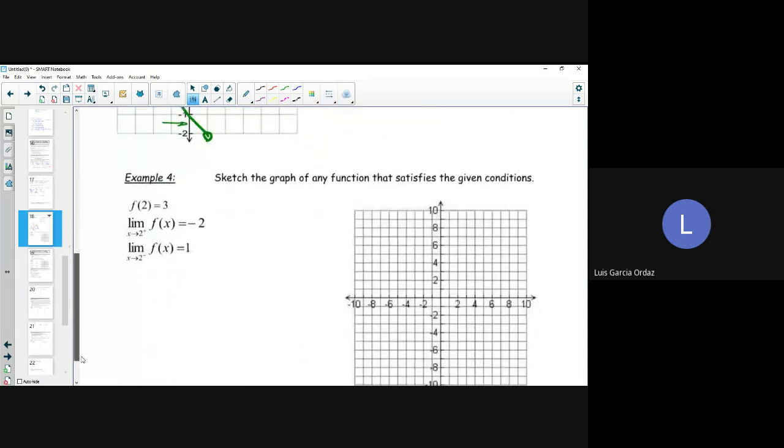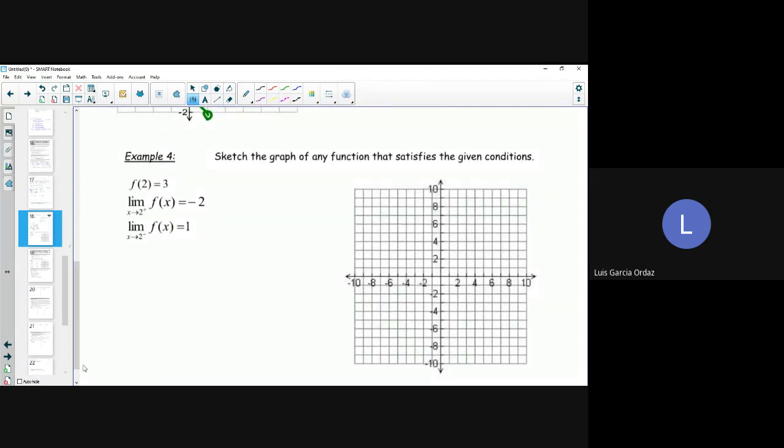And last but not least, we want to sketch any graph that satisfies the given condition. So the first one, we have f of 2 is equal to 3. So at 2 and 3, we have a point. Next one we have, as x approaches 2 from the right, the limit is going to be negative 2. So I can have a negative 2 over here, and I can have any function going that way. As long as when I approach 2 from the right, my limit is going to be negative 2.